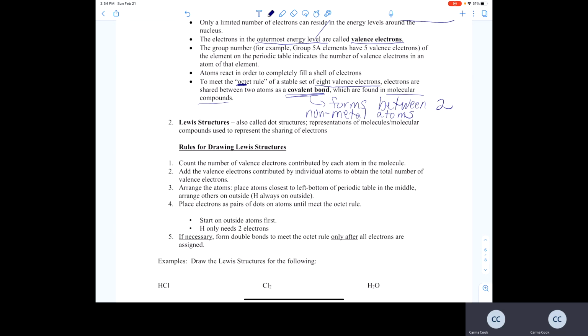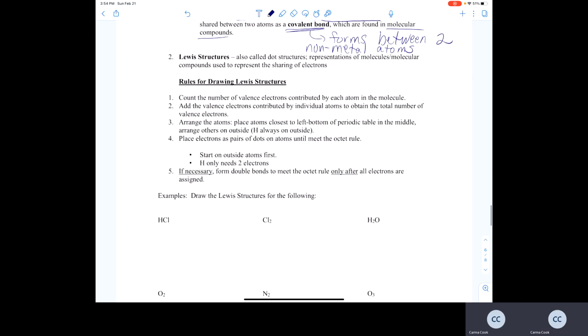So how do we draw Lewis structures? We first want to count up the total number of valence electrons contributed by each atom in the molecule. Then add the valence electrons contributed by each individual atom to obtain the total number of valence electrons that the entire molecule has. Arrange your atoms. You want to place atoms closest to the left bottom of the periodic table in the middle. These atoms that are closest to the left bottom of the periodic table are lowest in what's called electronegativity.